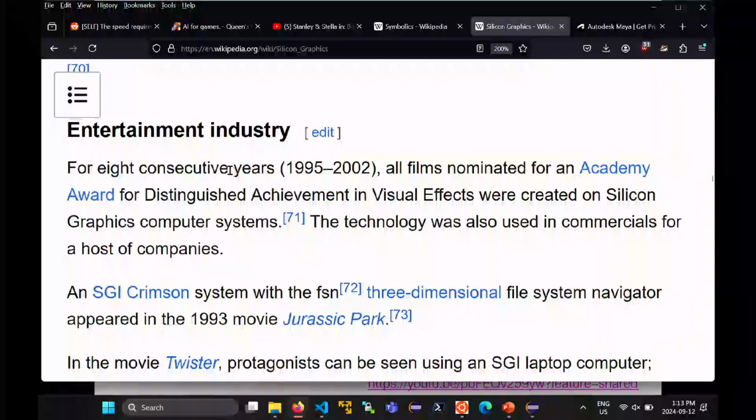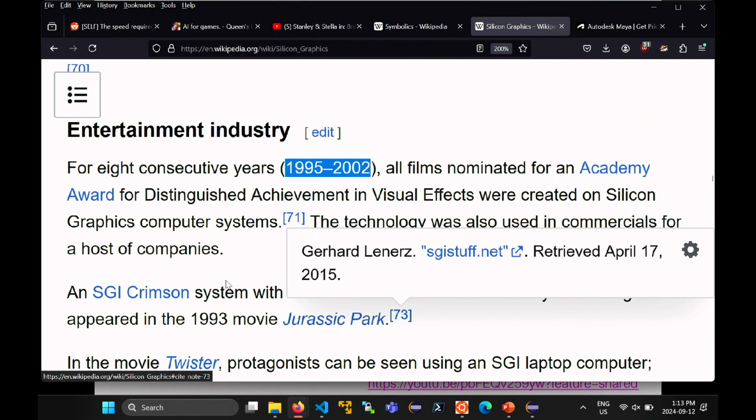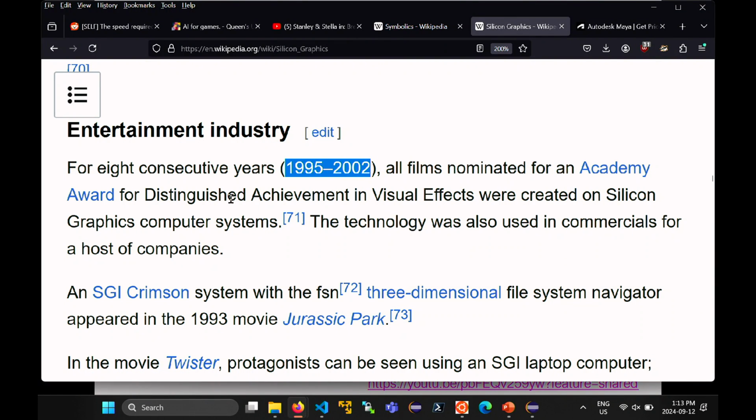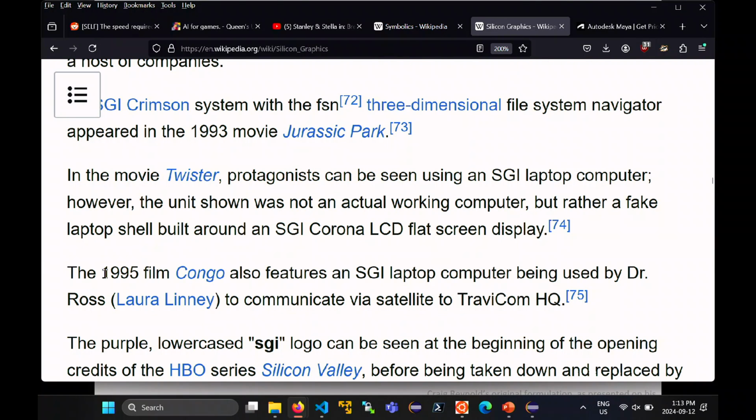But SGI, for 8 consecutive years, the films that won the Academy Award for visual effects were all done on SGI machines. Not single machines. We're talking hundreds or thousands of SGI machines, each one costing somewhere between $10,000 and $50,000. All of Pixar's early stuff was done on SGI machines. Jurassic Park, SGI. Twister, SGI. And it goes on and on, this list. Where's SGI now? They're gone.